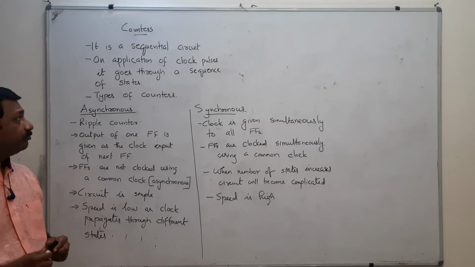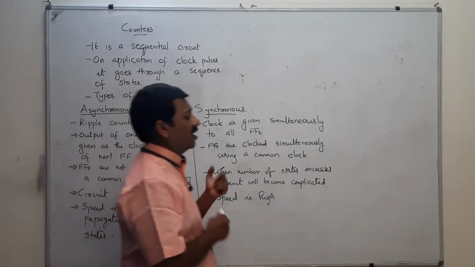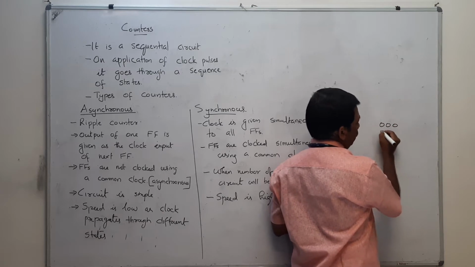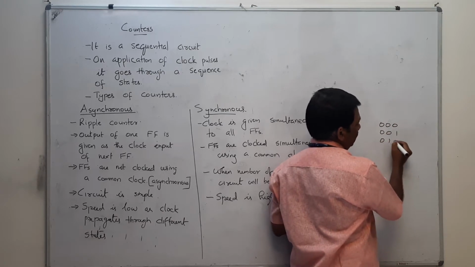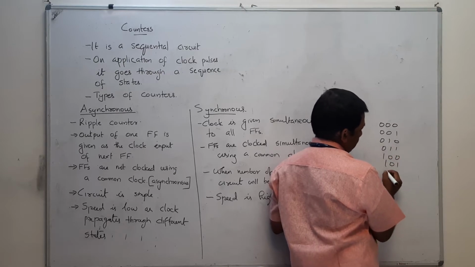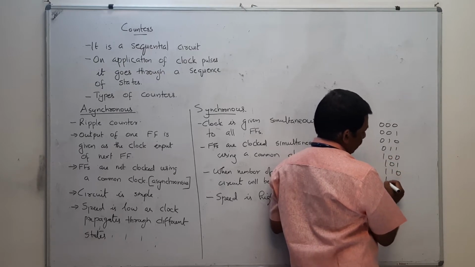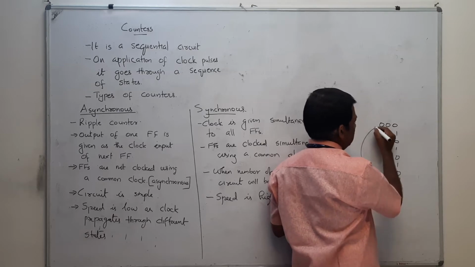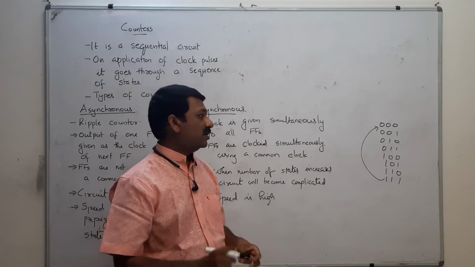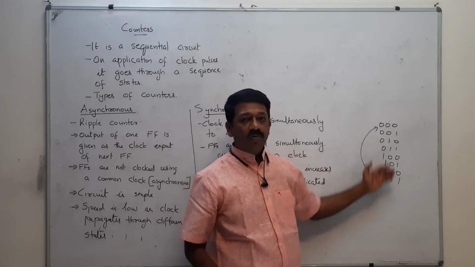For example, suppose that you have a counter like initially you have 0, 0, 0, 0, 0, 1, 0, 1, 0, 0, 1, 1, 1, 0, 0, 1, 0, 1, 1, 1, 0, 1, 1, 1, and suppose that it is coming back to 0, 0, 0. Again you are doing like this. This is a kind of a counter.